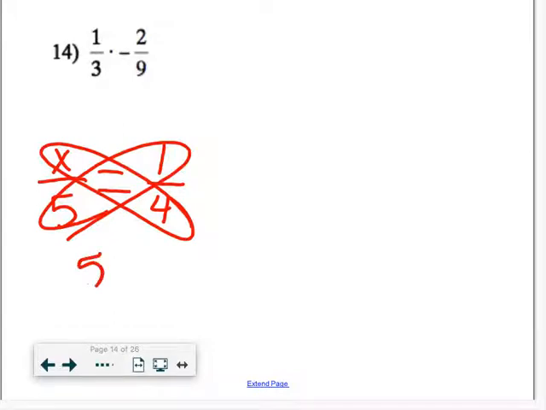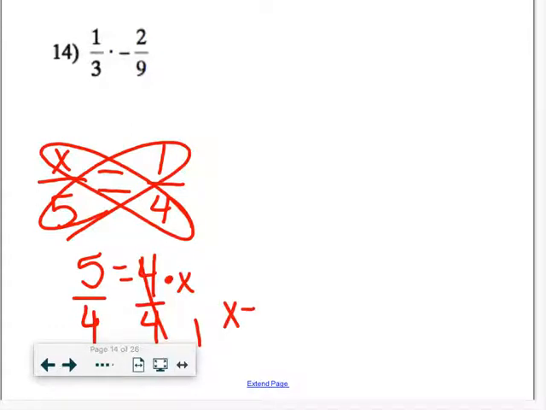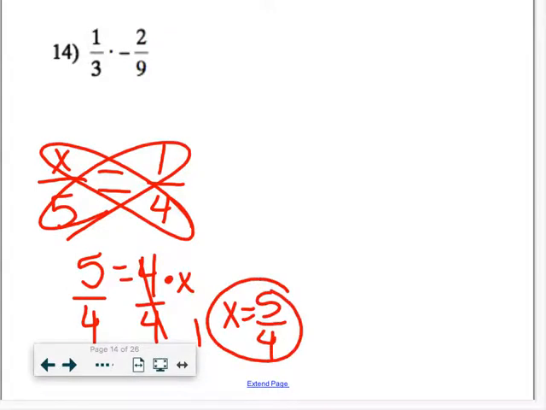So 5 times 1 is 5, 4 times x is just 4 times x. And then you use one-step equations where to get rid of that 4, you need to divide by 4, because that'll equal 1, but then you have to divide by 4 here. So that the x is 5/4. We'll be doing that later in the year, so just kind of a little preview. But the point of the segue was to show you only cross multiply if there's an equal sign in between. So that's the difference. Is there an equal sign or is there a multiplication sign? And remember, the dot means multiplication.